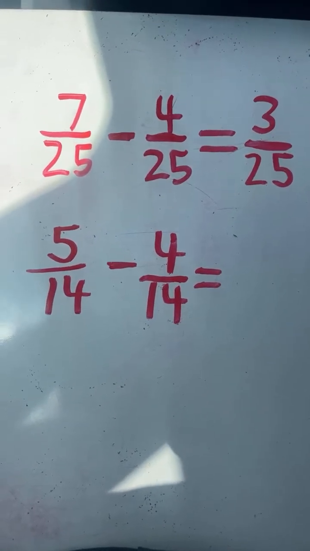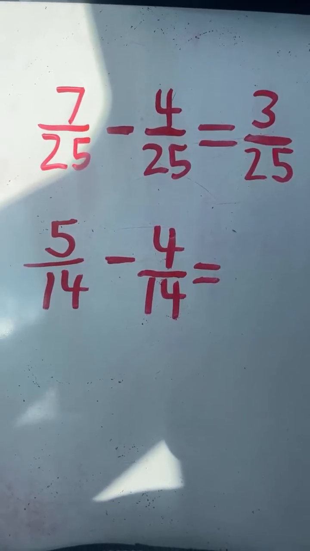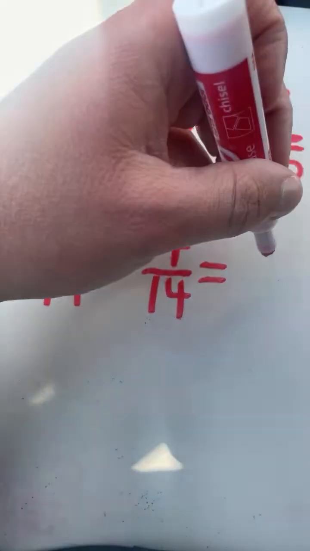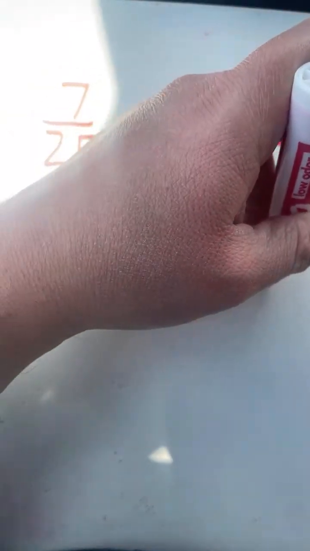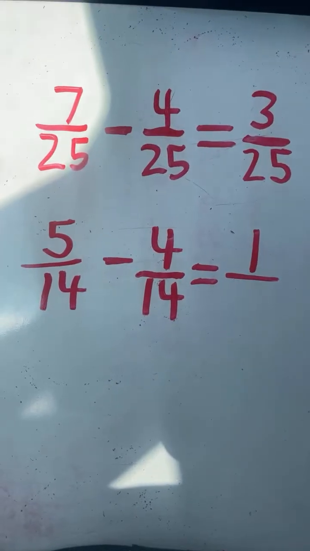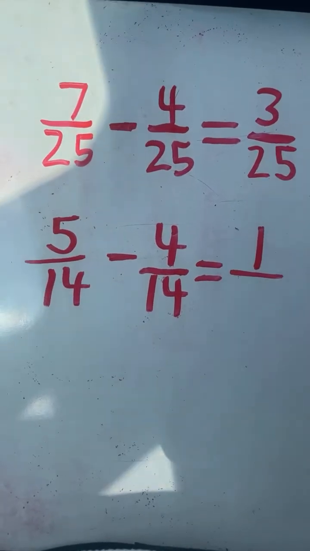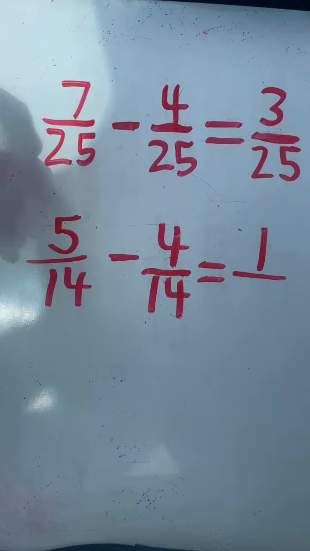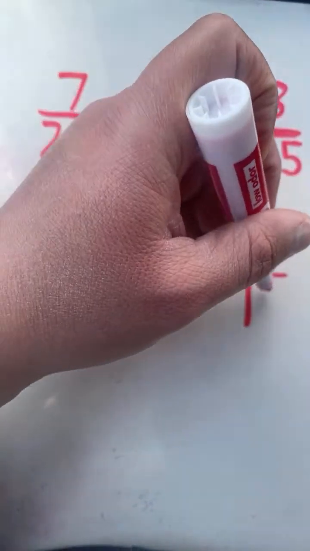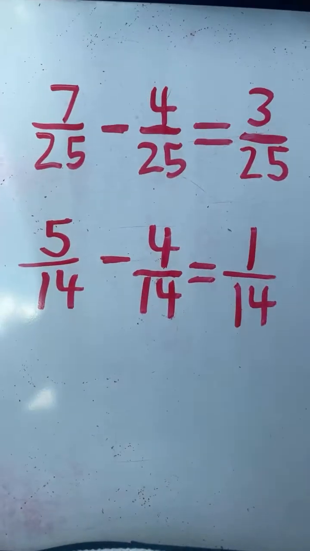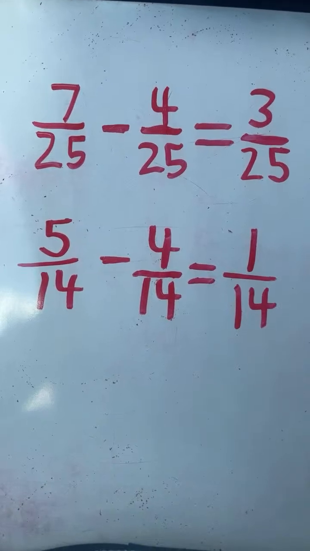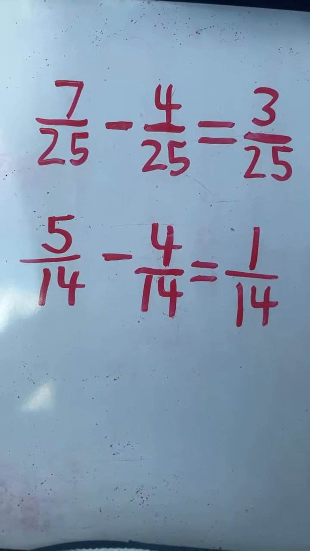All right, 5/14 minus 4/14. 5 minus 4 equals 1. Our denominator, our bottom number in the fraction for both the fractions being subtracted is 14. So it's going to be 14 in our answer. So 5/14 minus 4/14 equals 1/14.